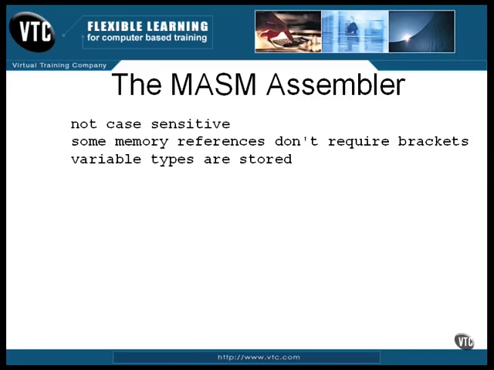Along with variable names, the type of each variable is stored and used by the assembler. For example, no size need be specified for this instruction. If it is a word size number, 2 will be stored in it.